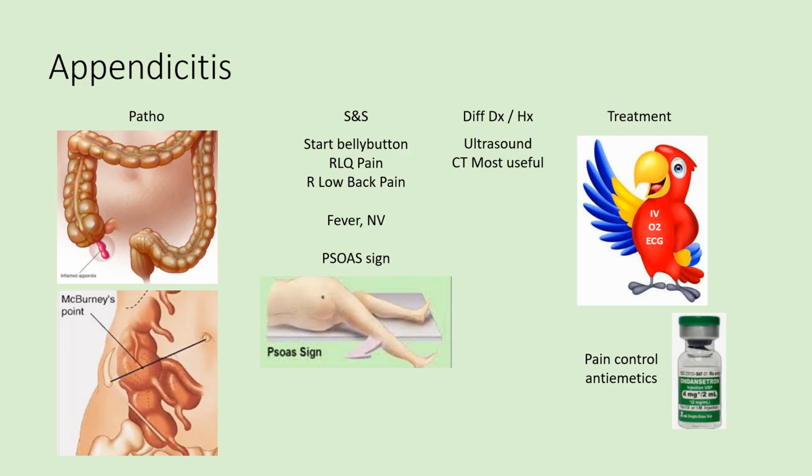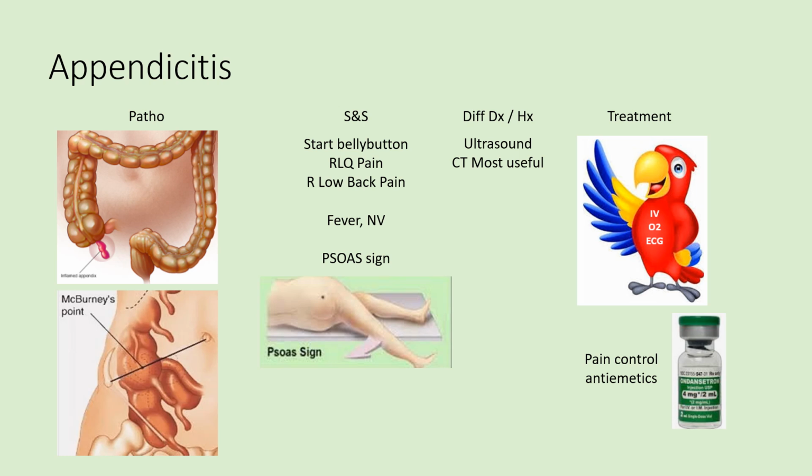psoas sign could help confirm it's an appendicitis. You're going to lay the patient in the left lateral decubitus position, extend their right leg at the hip, and pull it backwards, and that stretch in that right lower quadrant is going to be positive for appendicitis.